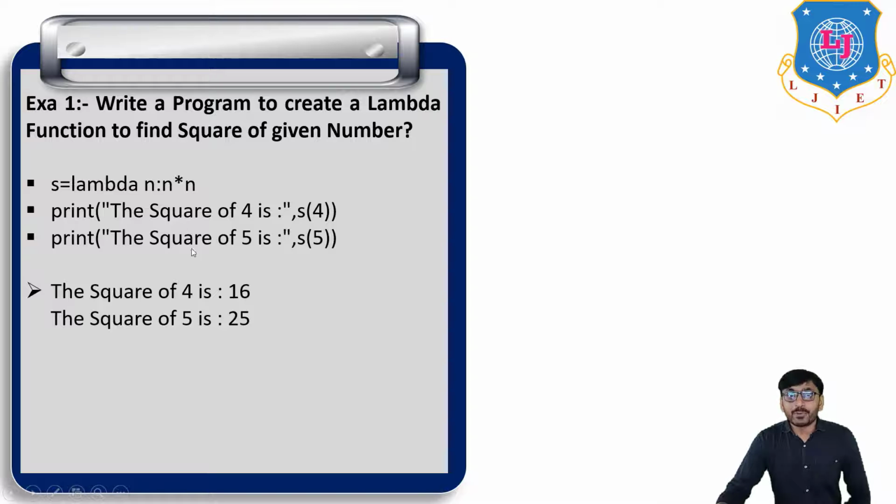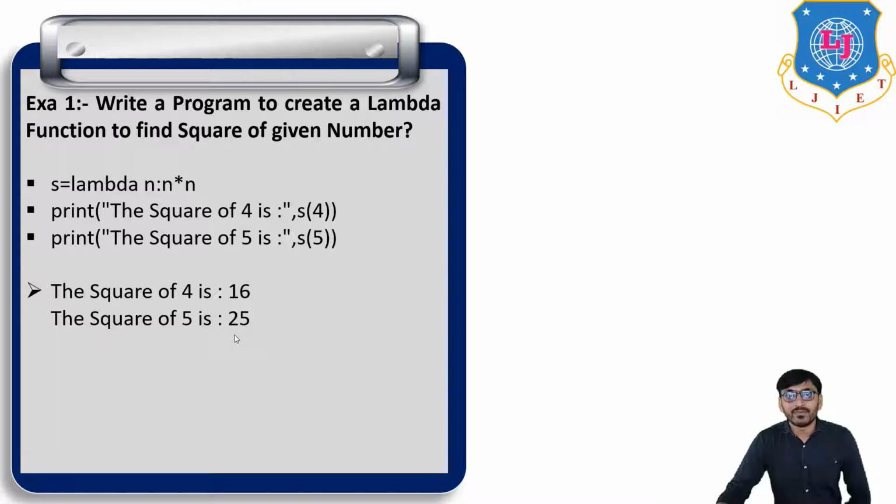If we run this program, then the output is the square of 4 is, and this s and in the parenthesis 4. So this 4 number is transferred here. So 4 multiplied by 4, that is 16. And this 5 number is transferred here. So 5 multiplied by 5, that is 25. Readability of the program increases by using lambda function. So the square of 4 is 16, the square of 5 is 25.